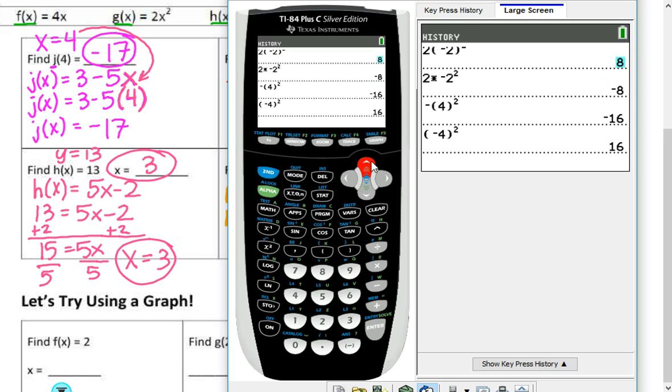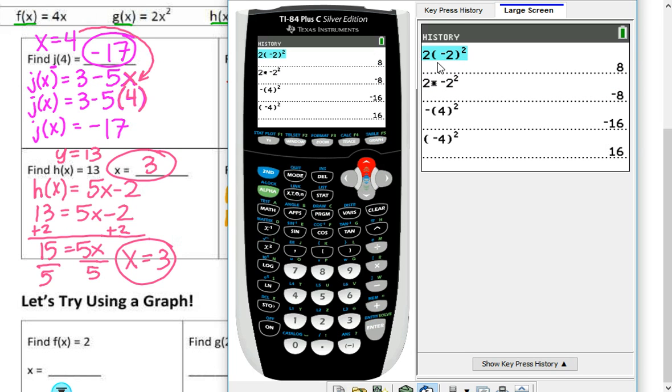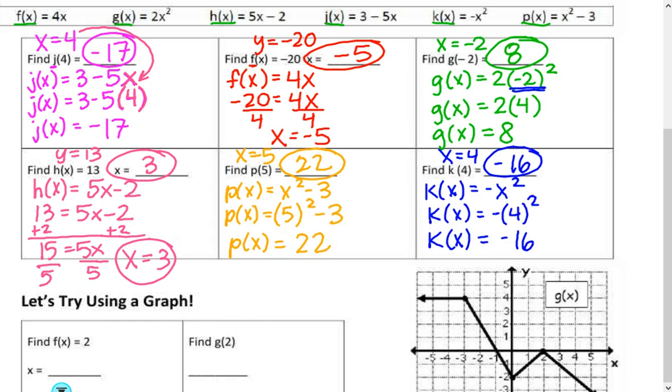Alright, so again, it's really important that you write it like this, using your parentheses, replacing your x or whatever variable with the negative or with whatever number, okay? +8 is the correct answer for that one. -2 squared means -2 times -2, which is +4, and that's why we end up with +8.